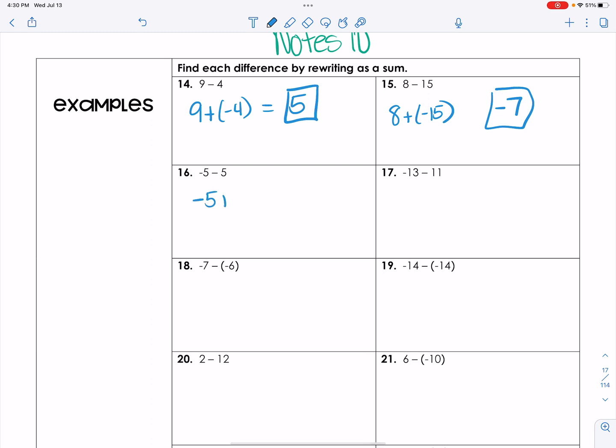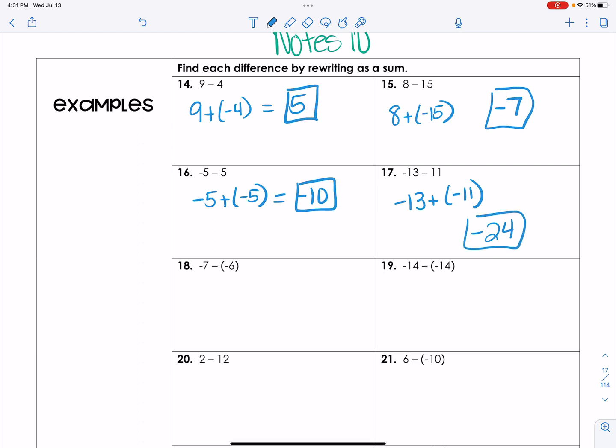Here, I'm going to add the opposite. So now my signs are the same. So I have all reds. 5 reds and 5 reds would give me a negative 10. I owe 10. And here, I'm going to add the opposite. So they're both negative, so I'm going to add them together and keep the sign.